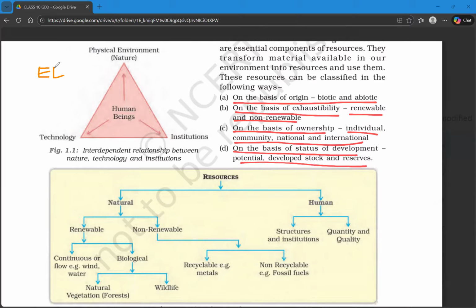So this is called the exclusive economic zone. So what is this exclusive economic zone? It is the area beyond the coastline of a country up to 200 nautical miles. Up till 12 nautical miles, we know that it is the territorial waters of any country, and in that we have full sovereignty over anything.